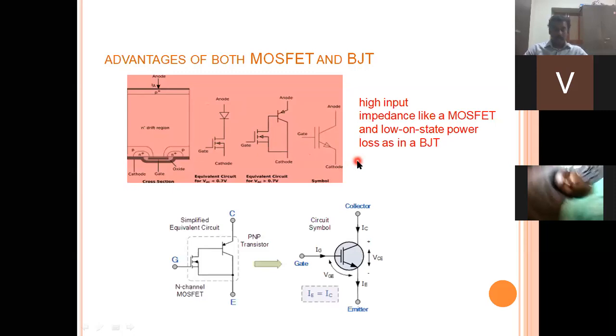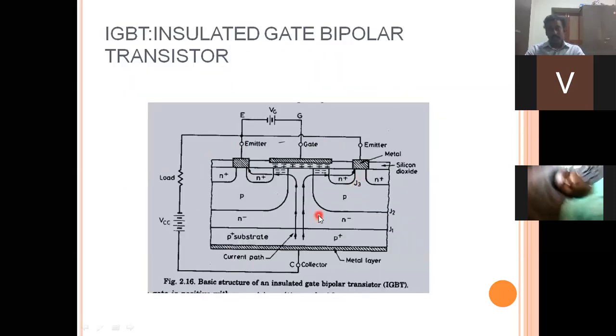What is the advantage of considering this IGBT? It is going to have the current handling capability like BJTs, and it is going to have the transaction same as the MOSFET, which is high switching. So whenever you are going to consider this, the structure is going to be like this here.